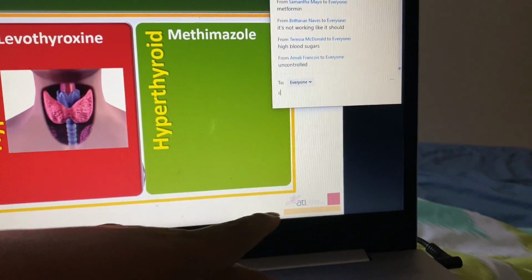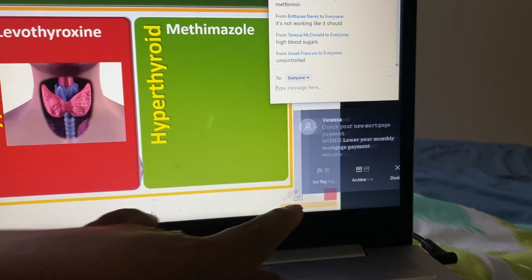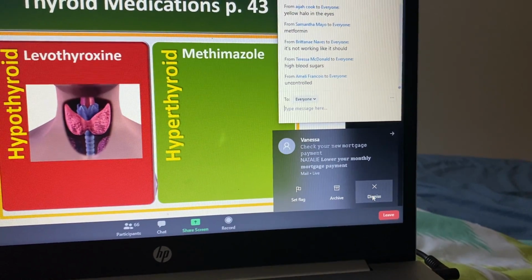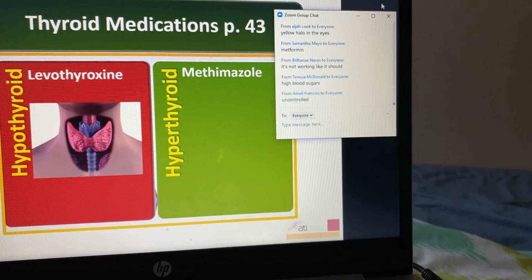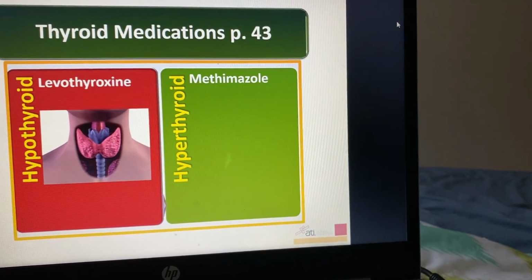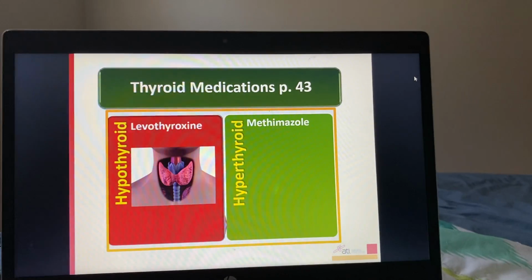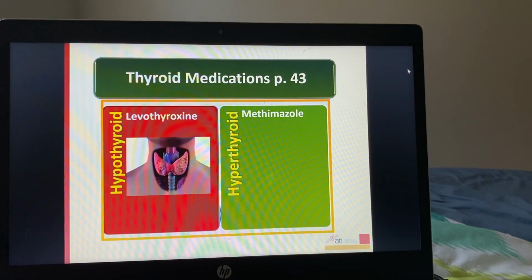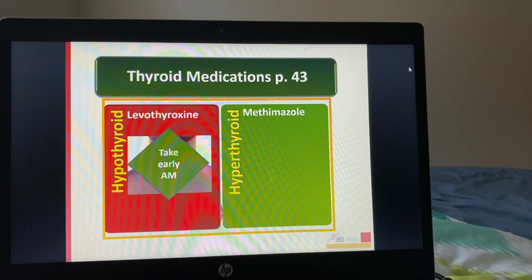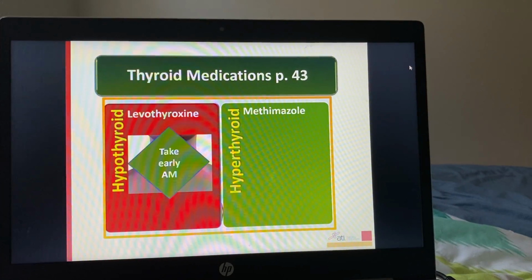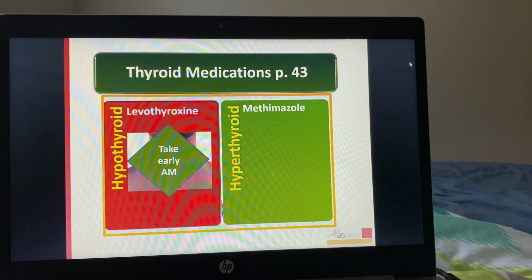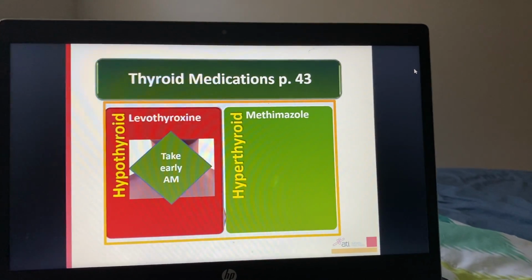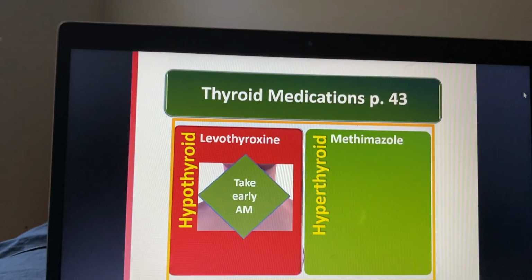So we're either going to treat hypothyroid or we're going to treat hyperthyroid. Hypothyroid is a patient who doesn't have enough thyroid hormone, right? So we are going to give them levothyroxine or Synthroid to increase thyroid hormone in their body. What we need to take into consideration most is that these patients need to take this early in the morning on an empty stomach with just water about an hour before they eat or drink anything.